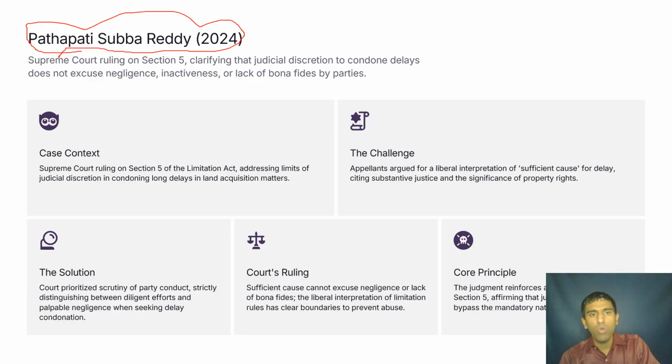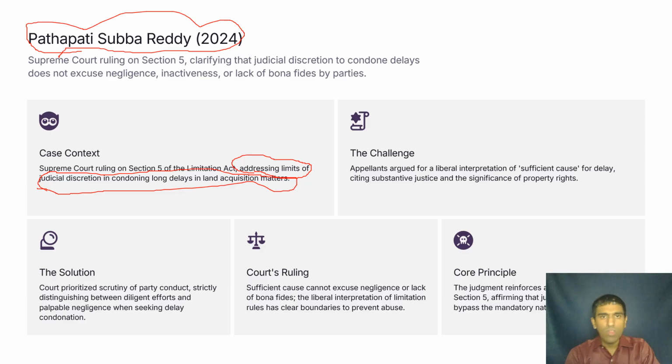So the Supreme Court had ruled on this. The Supreme Court had addressed the discretion of the courts in condoning long delays, especially when it comes to land. Apparently, this had been a matter relating to land acquisition. When it comes to acquisition of land, the Supreme Court had addressed that there are limits to the discretion of the court in condoning long delays in filing cases relating to matters regarding acquisition of land.